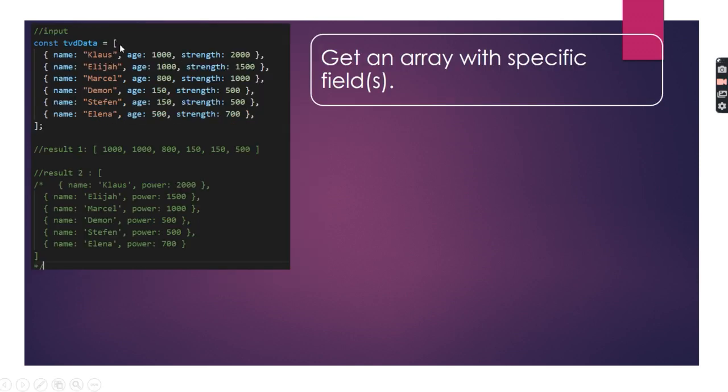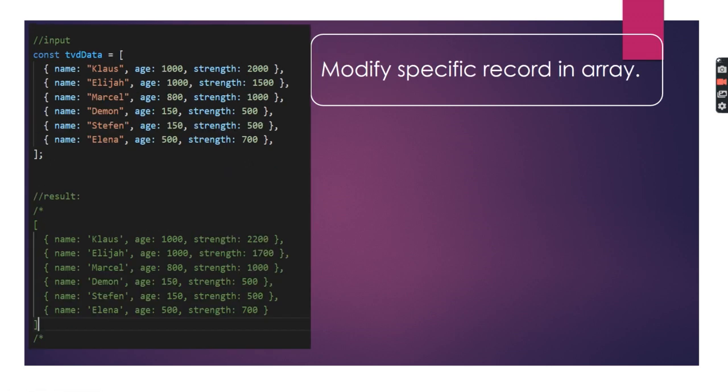After that we have an array with some objects containing the name of some TBD character, age and strength, and in the result we want some specific fields. Like here you can see we are getting only the age of these characters, so we can achieve this using the map method. And in the second result we have name and then power, which means we have objects with name and power. Power is like strength, so we can also get two fields in an object using the map method. So we will see how to achieve this.